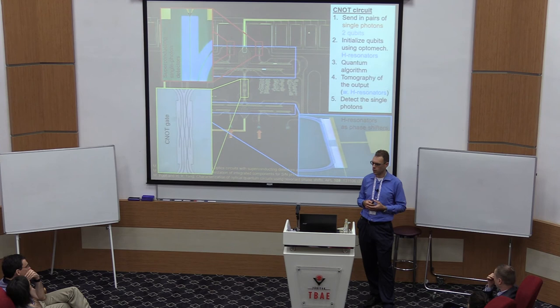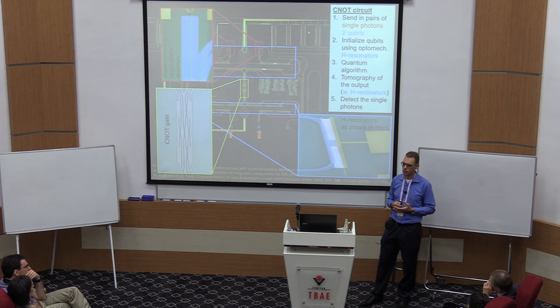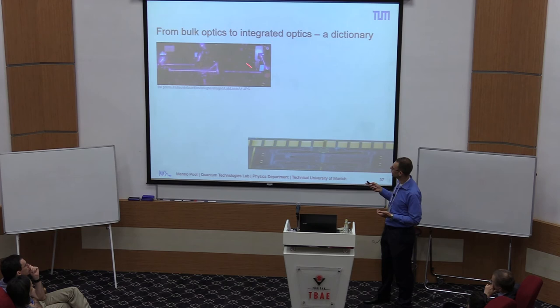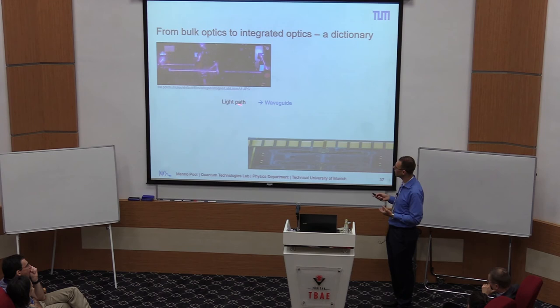So maybe most of you are more familiar with regular optics on optical tables than with photonics. So now I want to tell you a little bit of a dictionary on how to go from things that you probably are very well aware of to things in photonics. In particular, if we now consider one of these laser beams propagating here, then in our case, the light path will be replaced by a waveguide. Then if you have one of these nice mirrors here, where the light changes its direction, we simply have to bend the waveguide, and also we have the light traveling in a different direction.